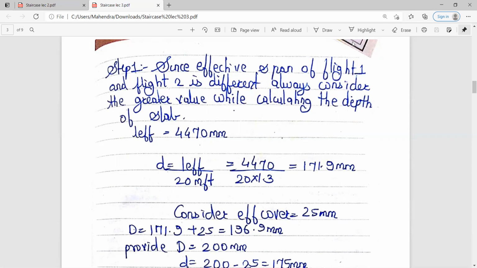So as I have told that we are going to design for the simply supported one. So for simply supported, D will be L effective upon 20 into modification factor. So L effective value is 4470 upon 20 into modification factor. For upper side we are going to consider 1.2 or 1.3. So modification factor we are going to assume it as 1.3. So आपको D की value मिलती है 171.9 mm.